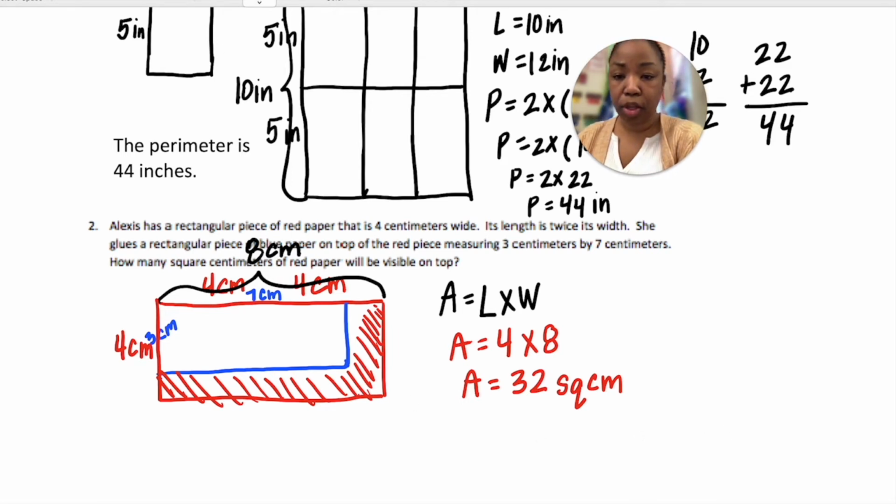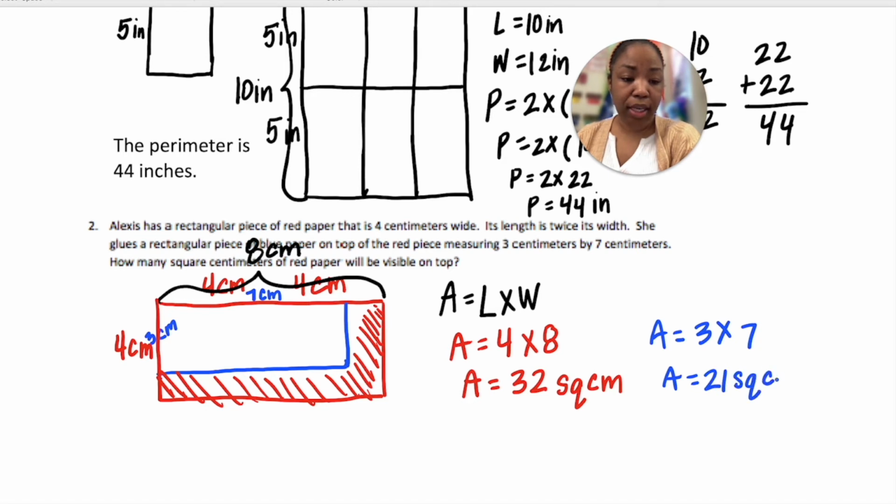Now, for the blue, 3 is the width and 7 is the length. So that would be 3 times 7. That gives us 21 square centimeters.